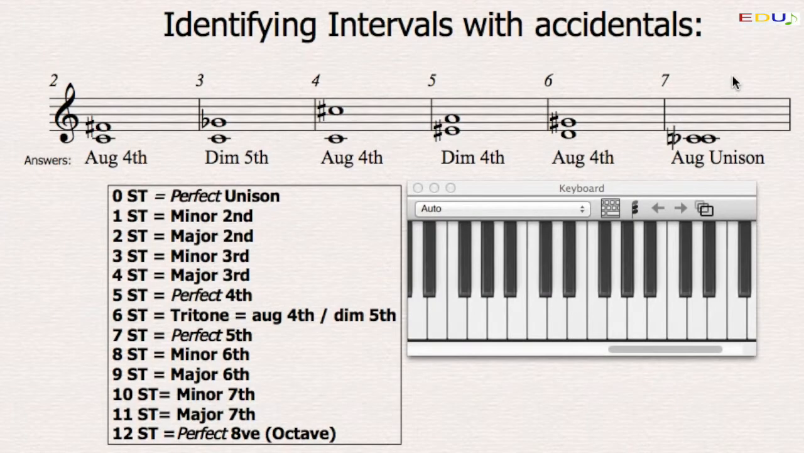So to sum it up, if an interval is perfect and it gets bigger, it becomes augmented. If an interval is perfect and gets smaller, it becomes diminished. We also found out that the tritone comes in two versions. Version 1 is the augmented fourth, version 2 is the diminished fifth. Therefore, the augmented fourth and the diminished fifth are enharmonic. And that's it for now.